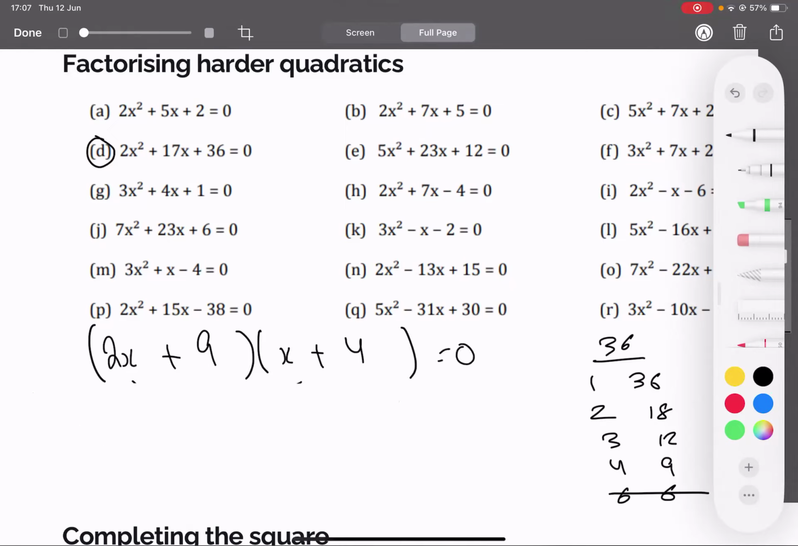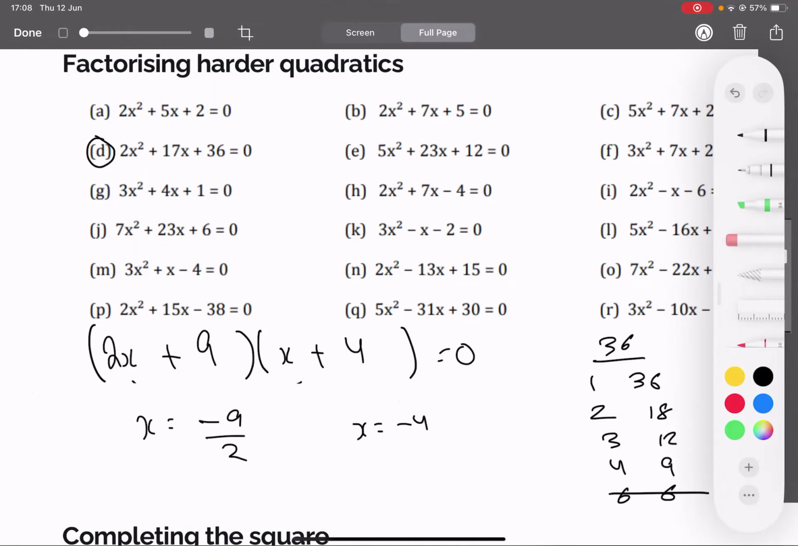So it equals 0. What does x actually equal? Negative 4, yep, negative 4. And do you know how to do the other one? Divide 9 by 2. It'll be minus 9 over 2. Yeah. If you're not sure, you do 2x plus 9 equals 0 and you rearrange it. Okay, that's it really. That covers everything.